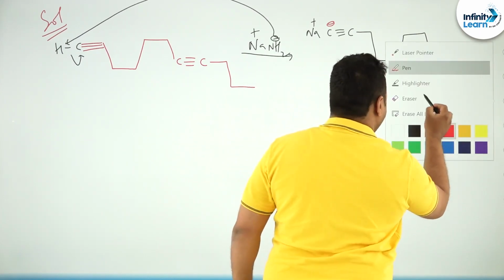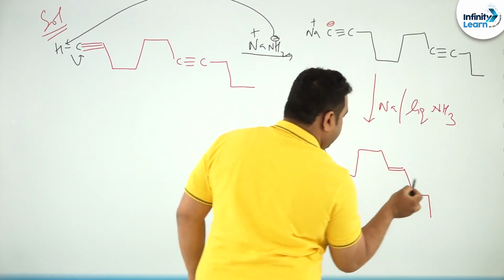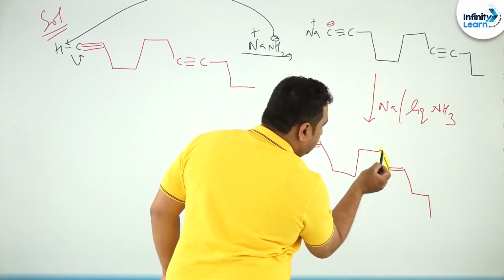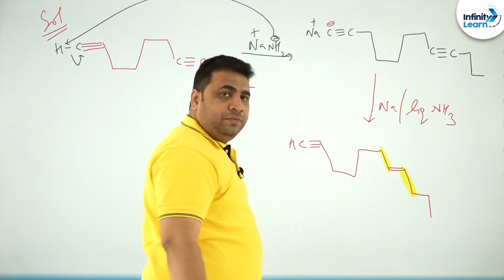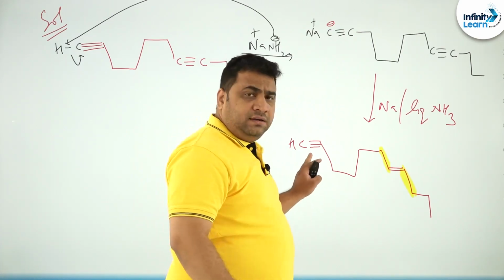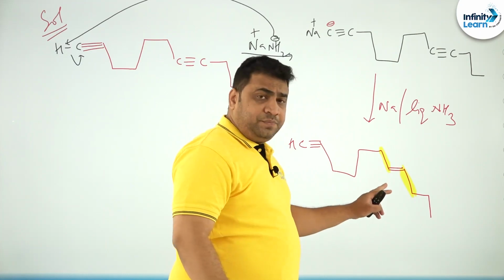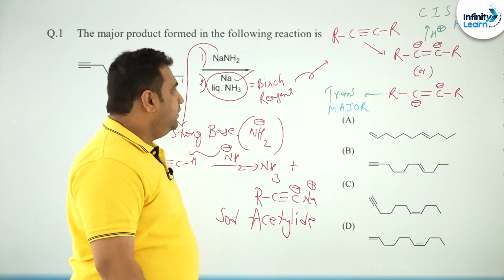Here you can see this bond and this bond are shown as trans. Can you see? The aim of the reaction is that the alkyne is not disturbed and the product shows the alkene which is trans in nature. Now, coming back to the question.